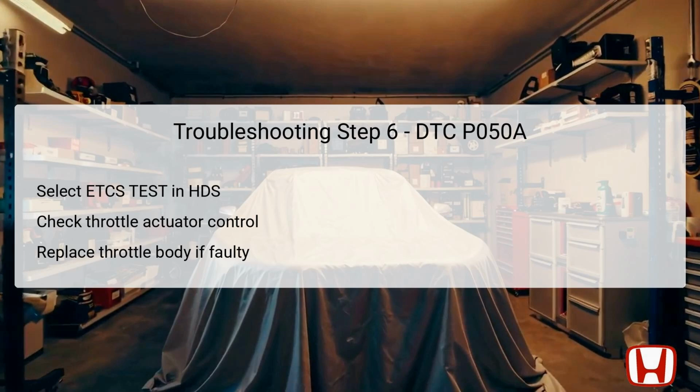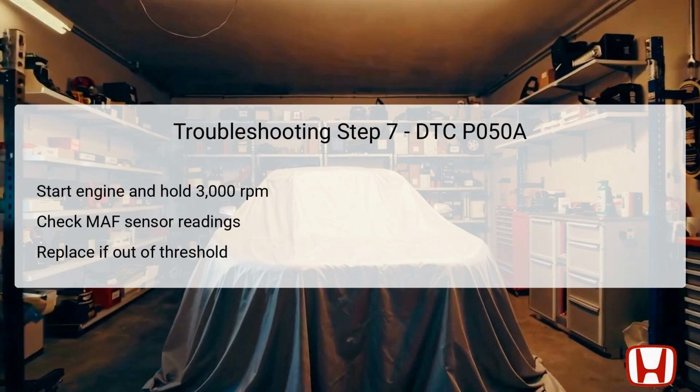Conversely, if the throttle is functioning properly, we can proceed to the next step, focusing on the mass airflow (MAF) sensor's performance. The seventh troubleshooting step necessitates starting the engine and maintaining an engine speed of 3,000 RPM without any load for accurate performance checks, especially until the radiator fan activates. Once the engine stabilizes, check the readings of the mass airflow (MAF) sensor using the HDS to assess its performance.